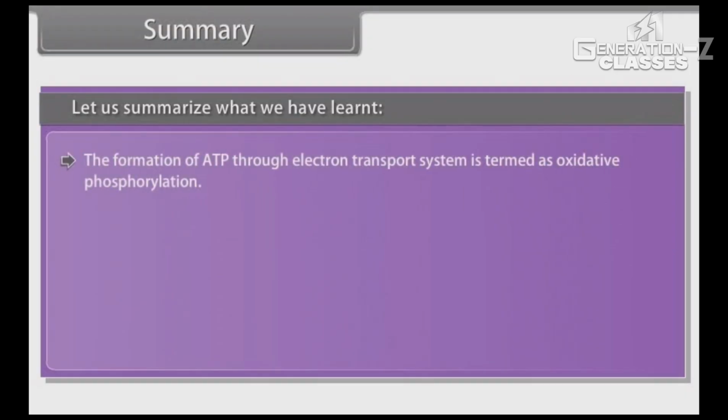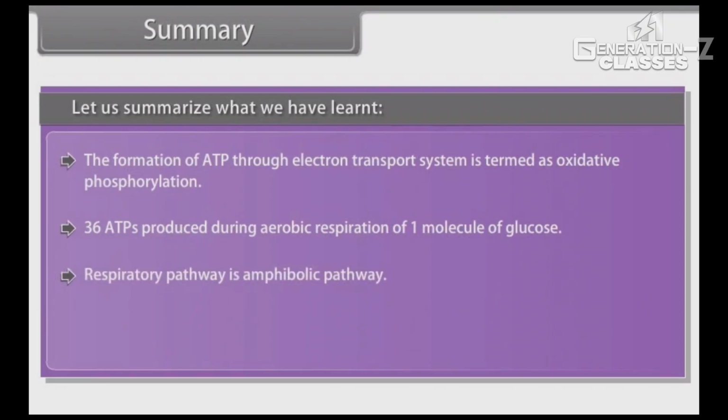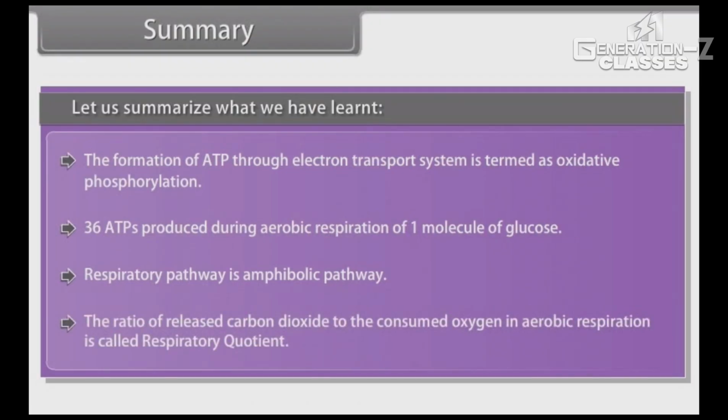The formation of ATP through electron transport system is termed as oxidative phosphorylation. 36 ATPs are produced during aerobic respiration of one molecule of glucose. Respiratory pathway is an amphibolic pathway. The ratio of released carbon dioxide to the consumed oxygen in aerobic respiration is called respiratory quotient.